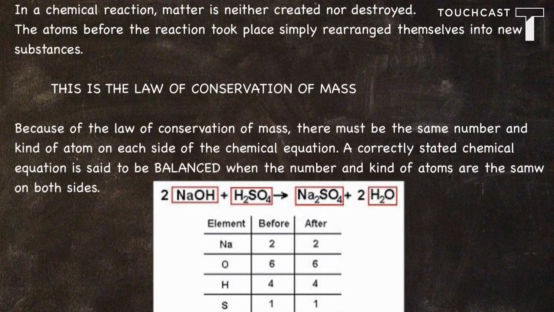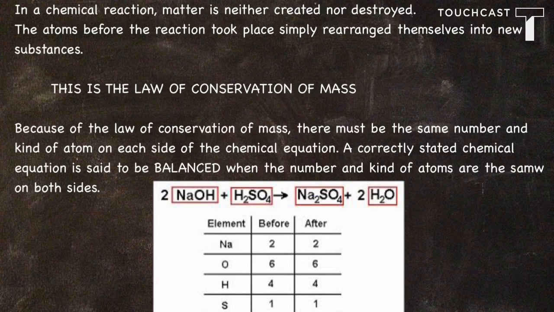In a chemical reaction, matter is neither created nor destroyed. The atoms before the reaction took place simply rearrange themselves into new substances. This is the law of conservation of mass. Because of the law of conservation of mass, there must be the same number and kind of atom in each side of the chemical equation.